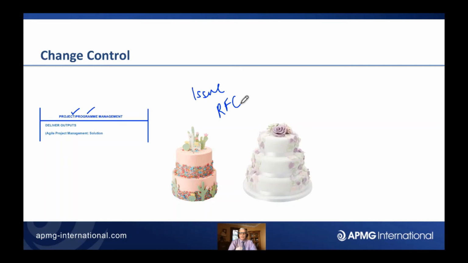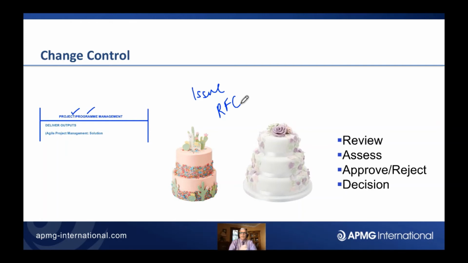So to deal with these requests for change, we should have an issue and change control procedure, where we review what is being asked. We assess how long it's going to take to deliver this extra tier on our cake. How much is it going to cost? What are the benefits? What improvements? Why are we asking for this?